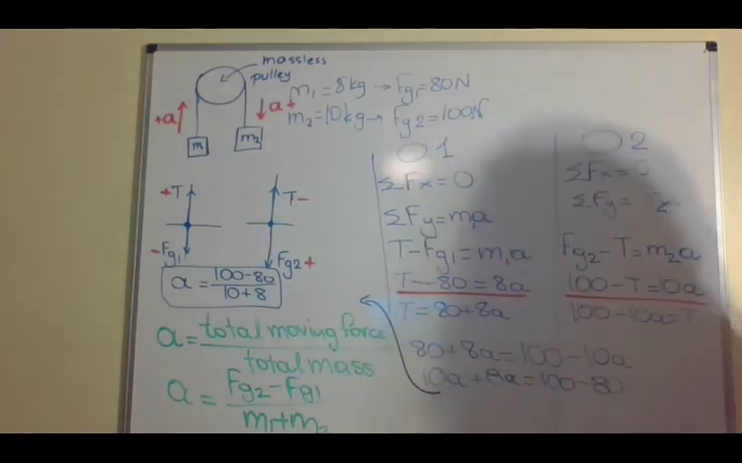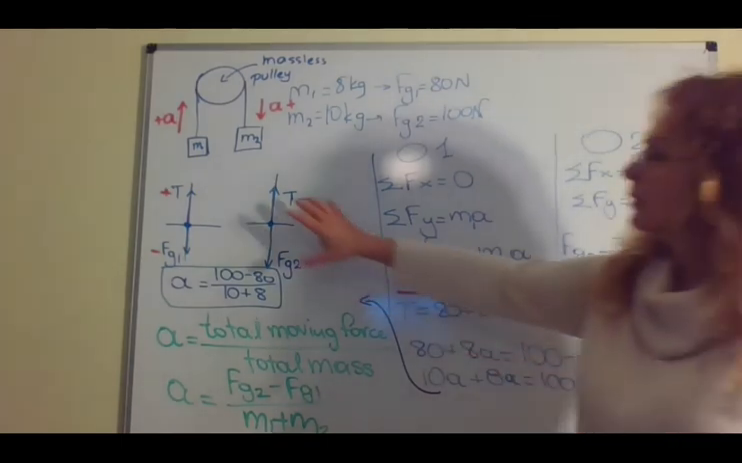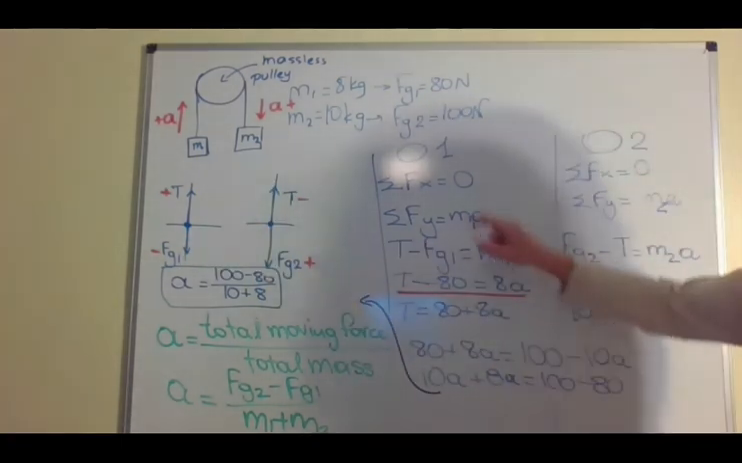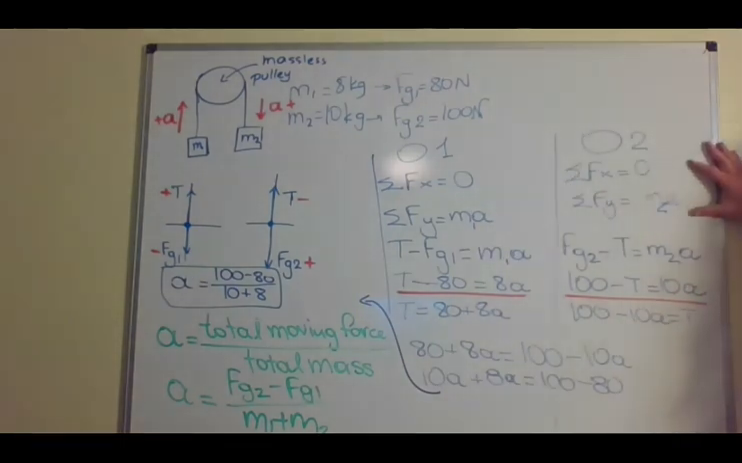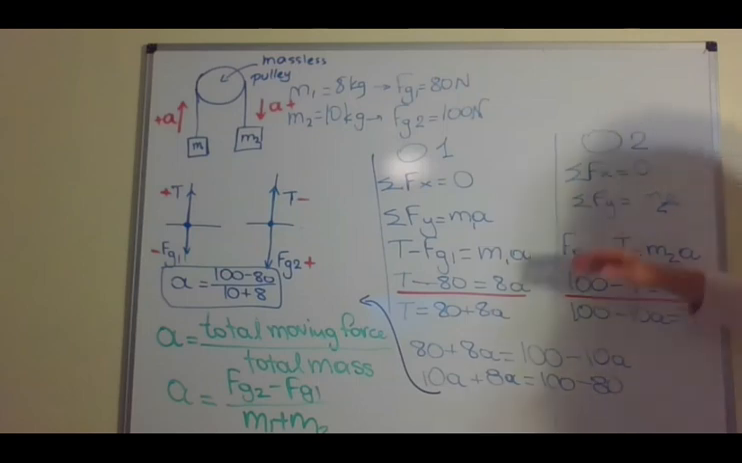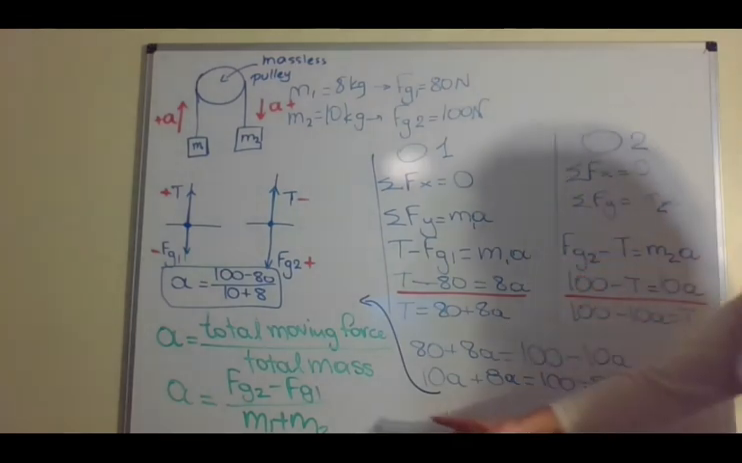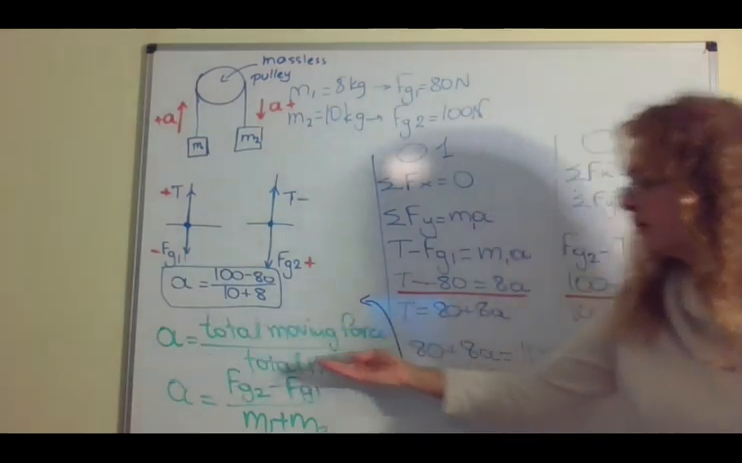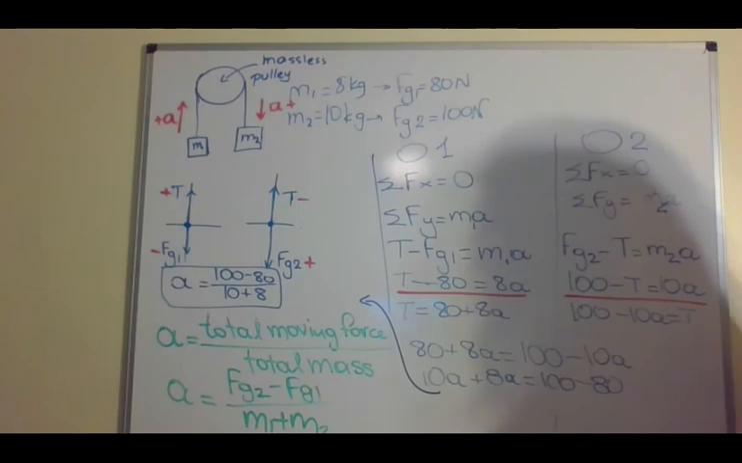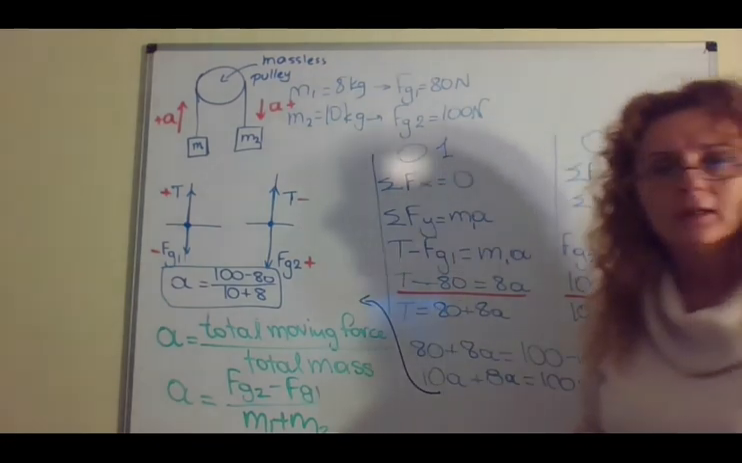So either I do the traditional method, meaning doing the free body diagrams, solve for the sum of forces on the x and the y axis for each object separately, and then make a system of two equations with two unknowns to find the acceleration, or I use this formula that says total moving force over total mass.